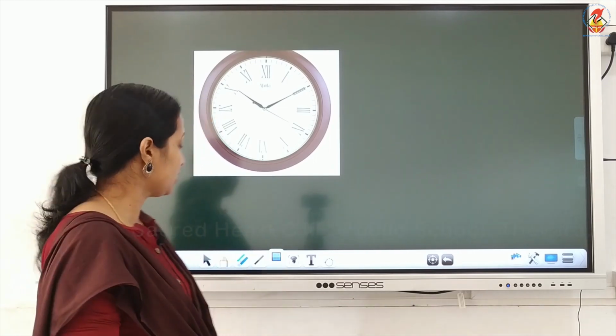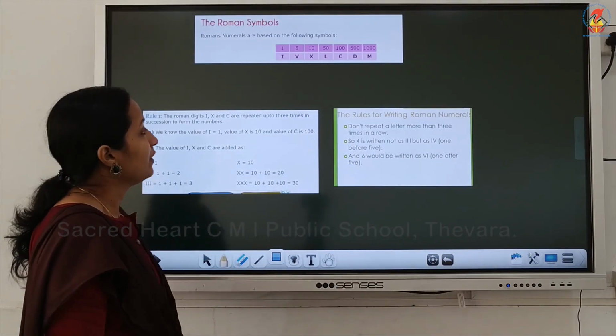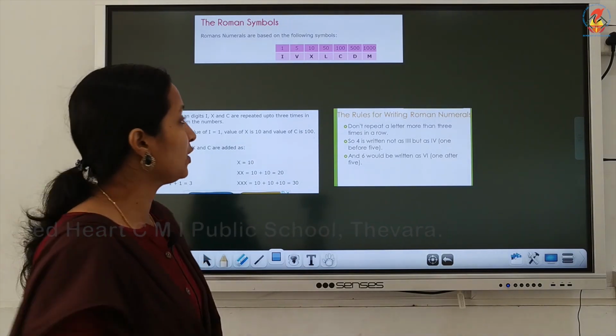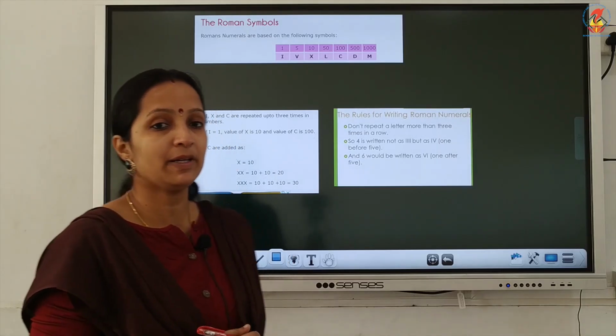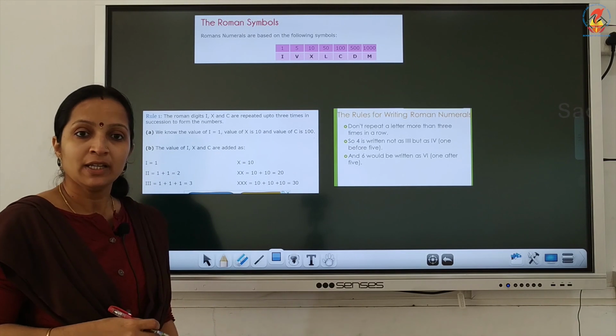Now for writing Roman numerals we have to follow some rules, and the Roman numeral system uses 7 symbols for writing numbers. First we will learn which are the 7 symbols. Which are the 7 symbols used for representing numbers? 1 is represented by the letter I, 5 V, 10 X, 50 L, 100 C, 500 D, 1000 M. You already learned this in your earlier classes. These are the 7 symbols used for representing numbers.